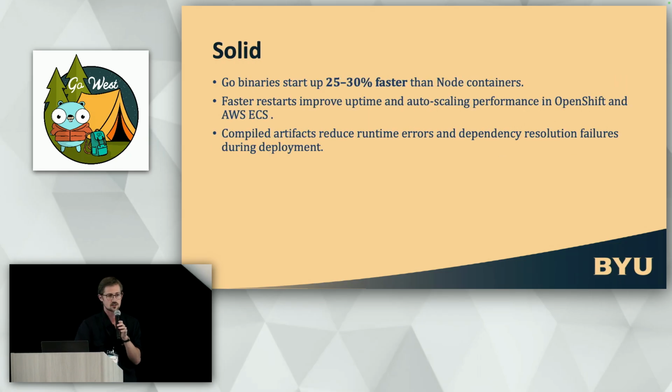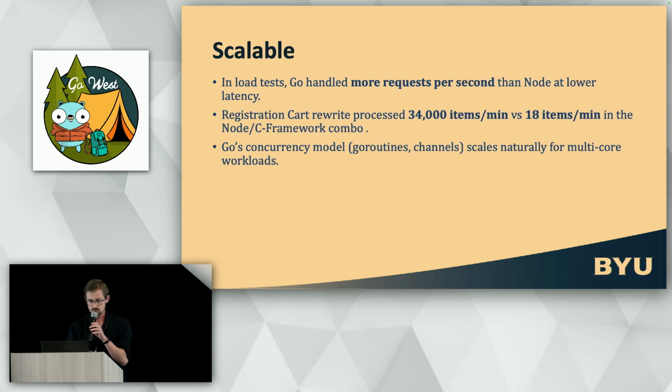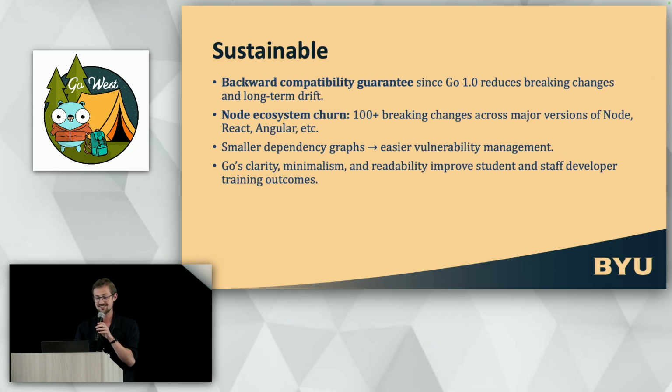It was faster to start up our Go containers than our Node containers, so that was fun. We were faster at responding to requests than we were with Node. You can see we rewrote one of our systems, our registration cart system, and we were able to process 34,000 items in a minute versus 18 items in a minute. So that was fun. Yeah, huge.